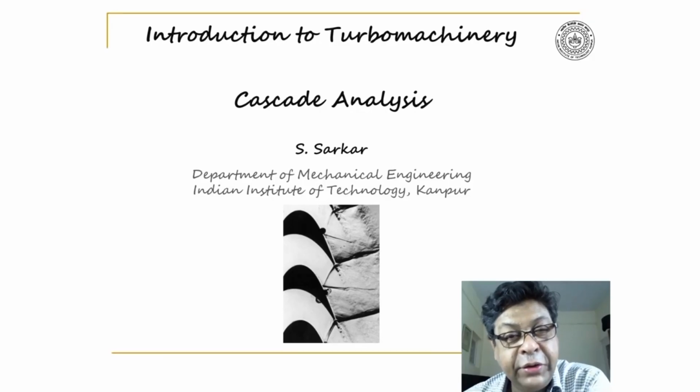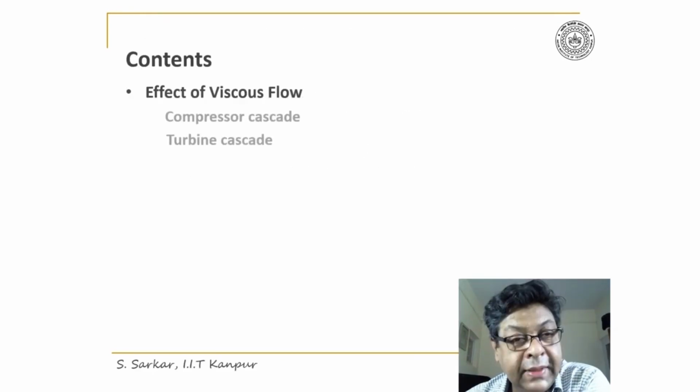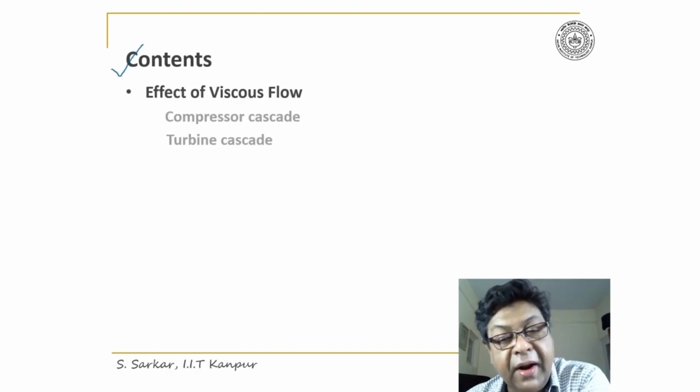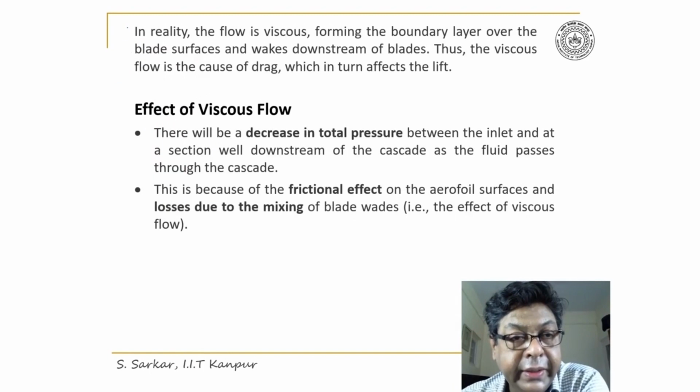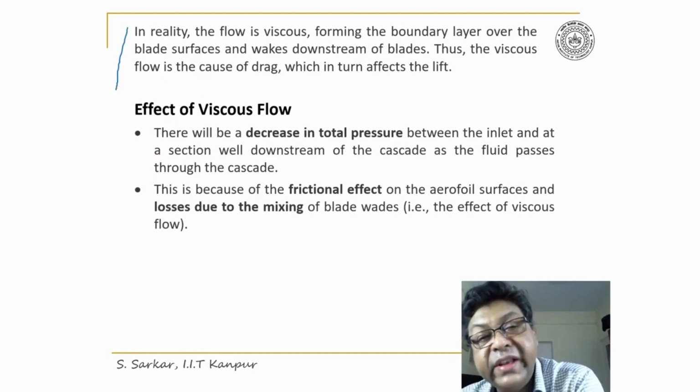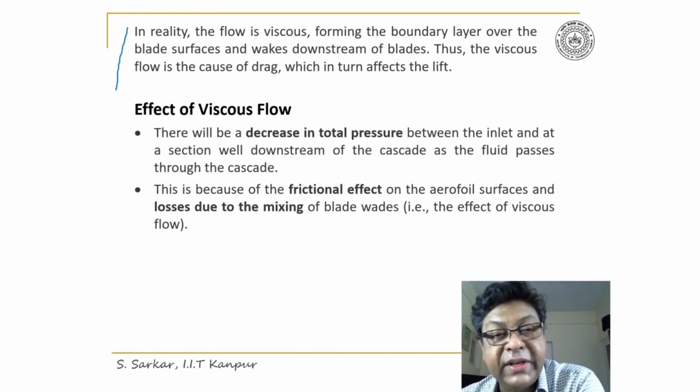Good morning. Today I'll continue the discussion on cascade flow. The contents of the lectures are the effect of viscous flow on cascades. So I'll discuss both the compressor and turbine cascades here. In reality, the flow is viscous, forming boundary layer over the blade surface and wake behind the blade. Thus, the viscous flow is the cause of drag, which in turn affects the lift.